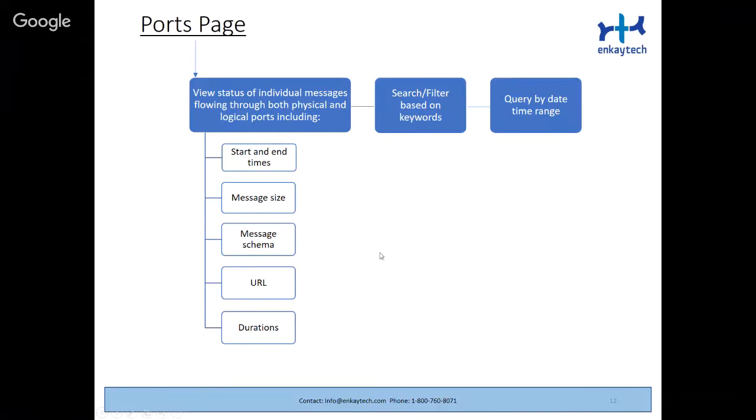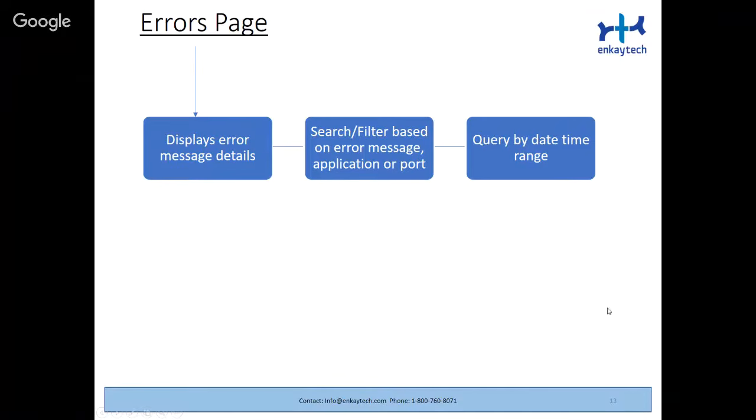It allows you to get a lot of message level detail. However, you actually cannot look at message contents. You can't look at, for example, a customer name or customer address or an agent's phone number or email address. So, and then we have the errors page.